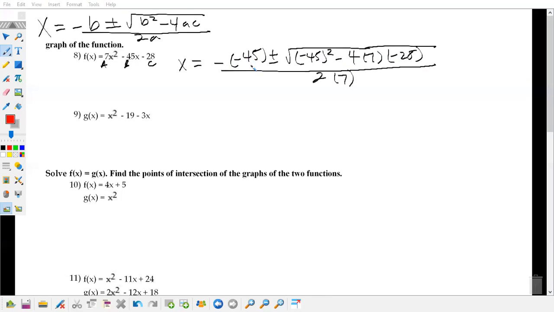A negative times a negative is a positive. So we have 45 plus or minus, and I have my whole square root to put in. So I'm going to put in negative 45 squared minus 4 times 7 times negative 28.